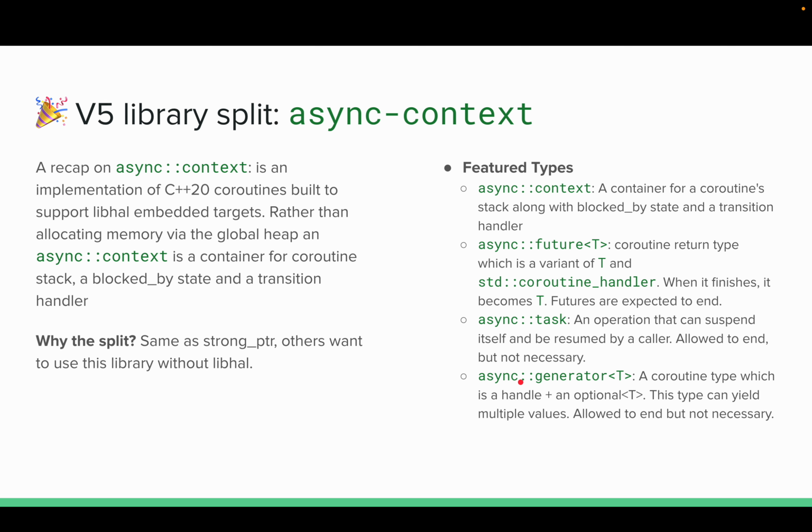Then we have async generator, which is like future and task, but it can generate and report back multiple of T. A coroutine type is a handle and an optional type, and the idea is that every time you call it, you can yield back a value T. These can end, but they don't necessarily have to. They can run forever if they want to.